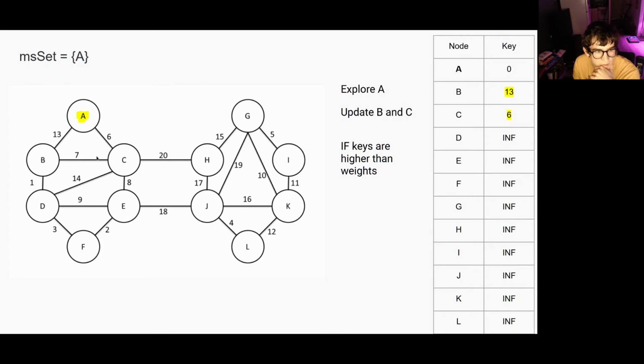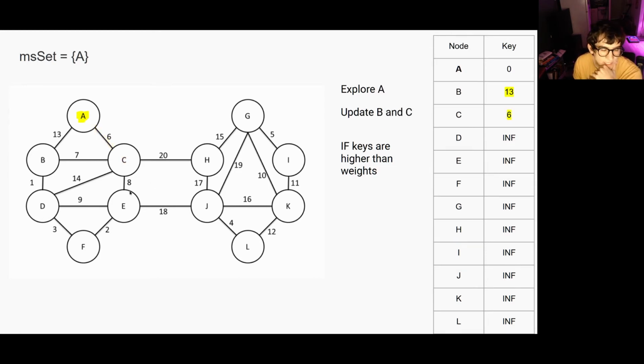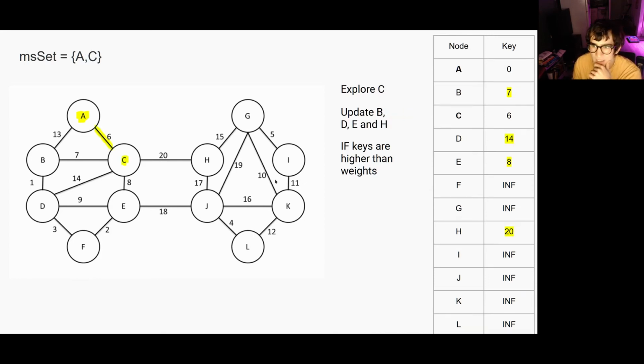B has a weight of 7, which is less than 13, so we're going to update that. And then 14 is less than infinity, so we're going to update that as well. And 8 is also less than infinity, so we're going to update B, D, and E, as well as H here, because 20 is also less than infinity. So we have the weight for H set to 20, the weight for E set to 8, the weight for D set to 14, and the weight for B set to 7.